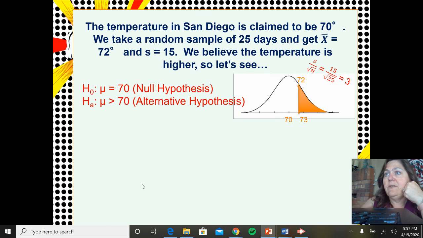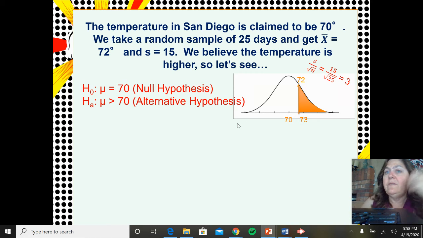So here's where your sketch will be. Your mean is in the middle, 73. Oops, I think that should say 70. Oh wait, 72. Sorry about that. 72 is our data point. That actually should be down here, but I didn't have room to put them next to each other. So 72 is our X bar, and we're shading to the right because it's a greater than, right-tailed test. And our S over square root of n is going to give us 3. So you could see that that's less than 1 standard deviation away, isn't it?